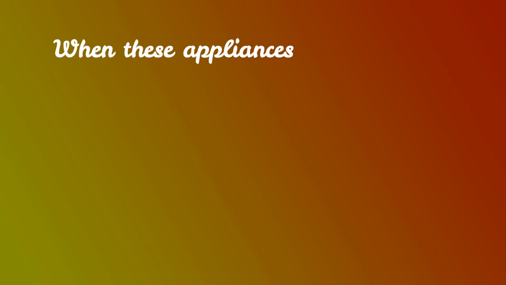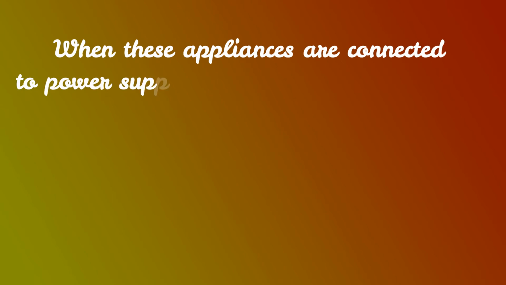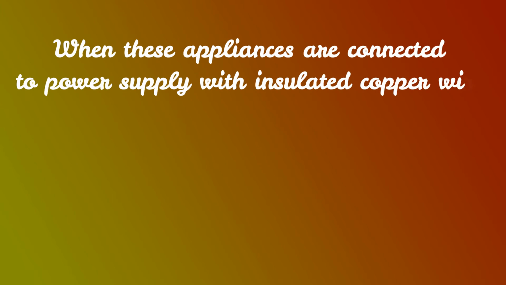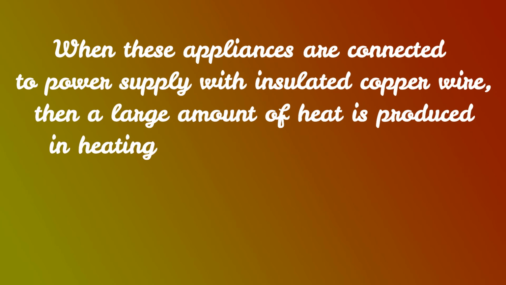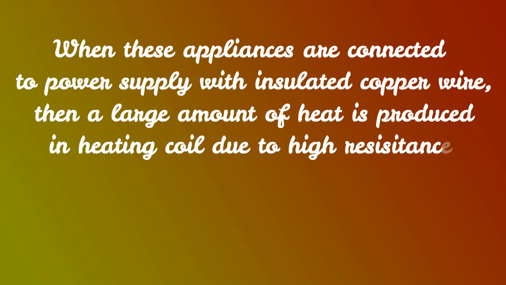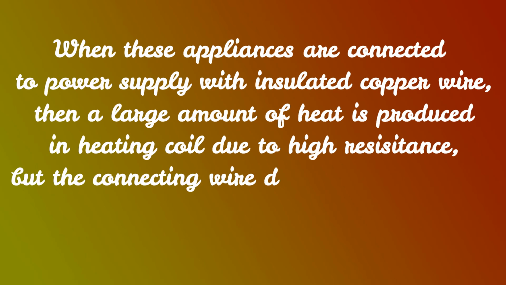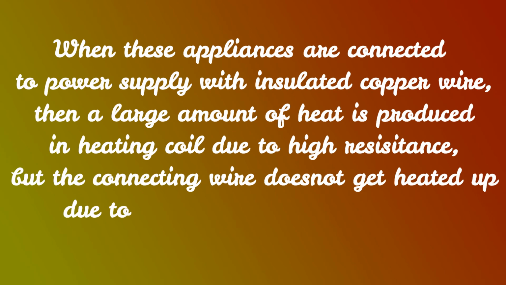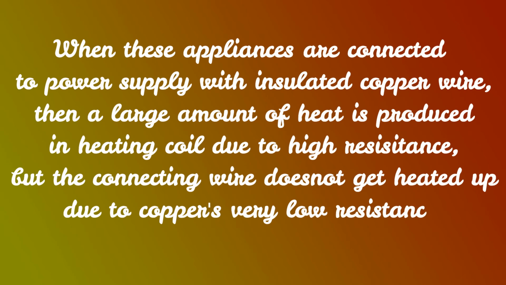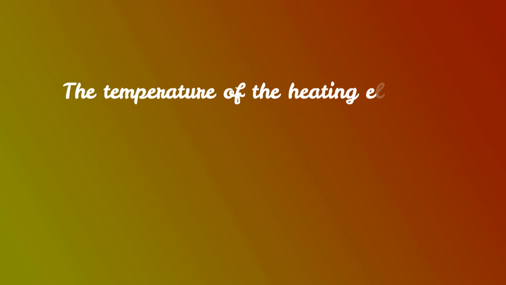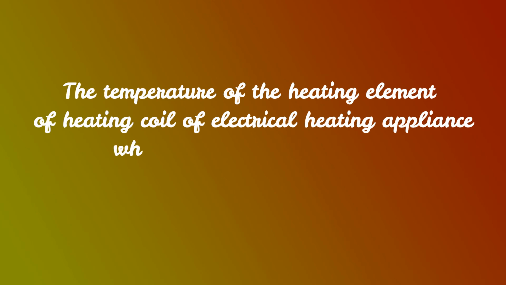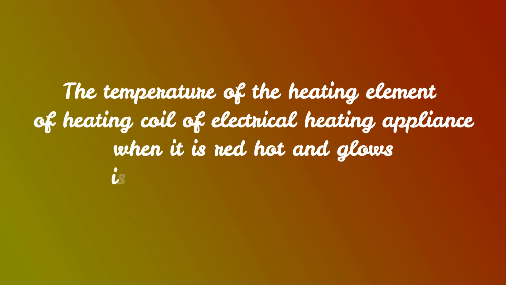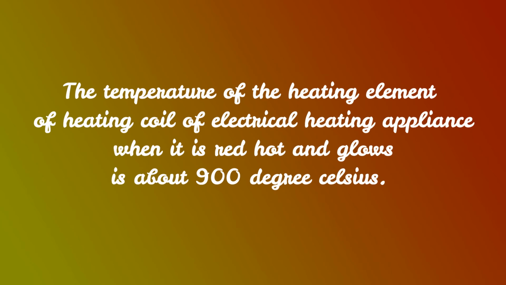When these appliances are connected to the power supply by insulated copper wires, a large amount of heat is produced in the heating coils because they have high resistance. But negligible heat is produced in the connecting wires of copper because copper has very low resistance. The temperature of the heating element of an electric heating device when it becomes red hot and glows is about 900 degrees Celsius.